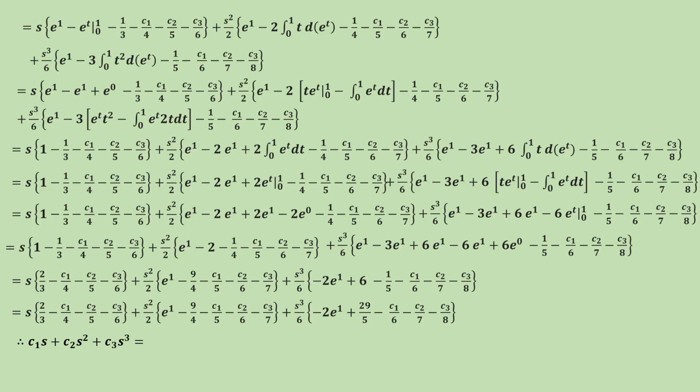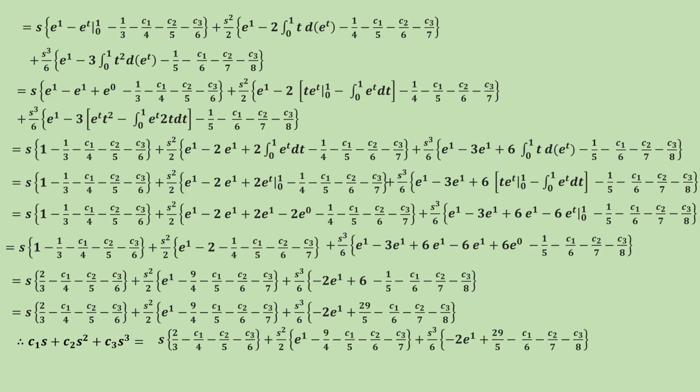So we have separated the s term, s square term, s cube term, right? Therefore c1 s plus c2 s square plus c3 s cube equals the right hand side as it is. Now we are going to compare the coefficients of s, s square and s cube on both sides. So c1 equals, on the left hand side the s coefficient, on the right hand side the s coefficient, 2 by 3 minus c1 by 4 minus c2 by 5 minus c3 by 6. That is equation number 3. Then c2, that is the s square term coefficient on the left hand side.